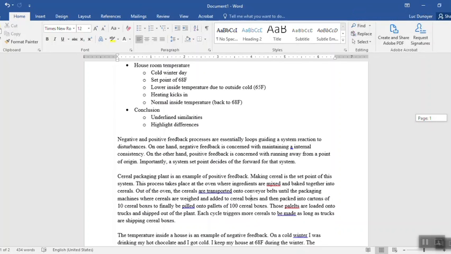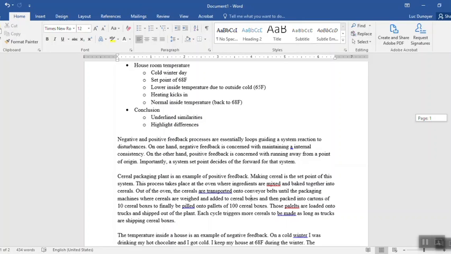Cereal packaging plant is an example of positive feedback. Making cereal is the set point of this system. This process takes place at the oven, where ingredients are mixed and baked together into cereals out of the oven. The cereals are transported onto conveyor belts until the packaging machines, where cereals are weighed and added to cereal boxes and then packed into cartons of 10 cereal boxes to finally be piled onto pallets of 700 cereal boxes.